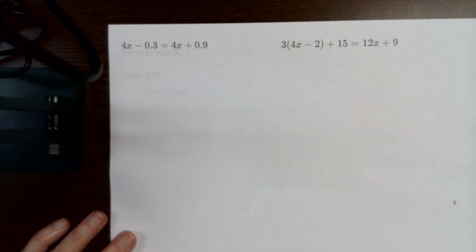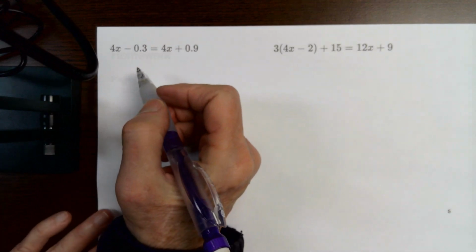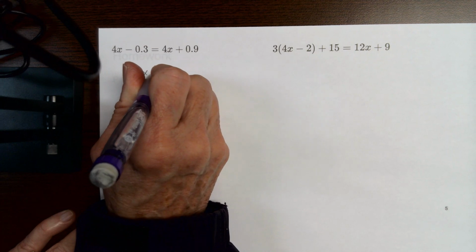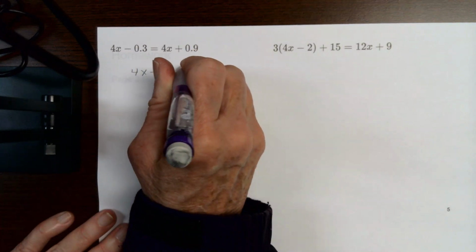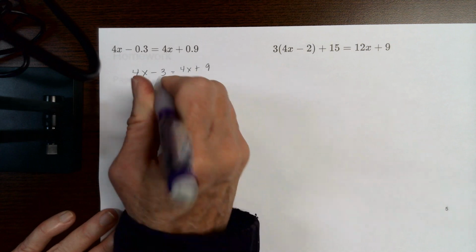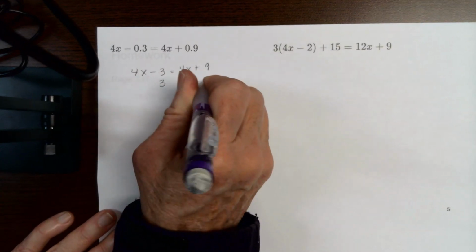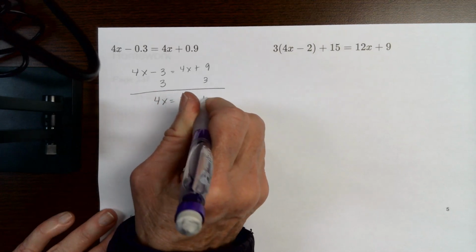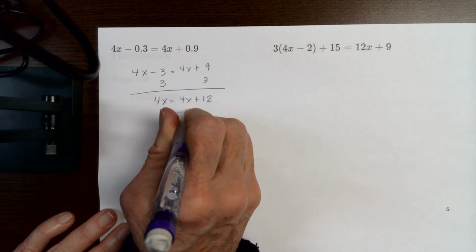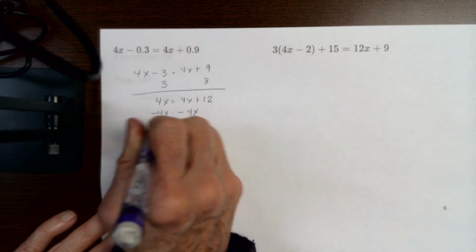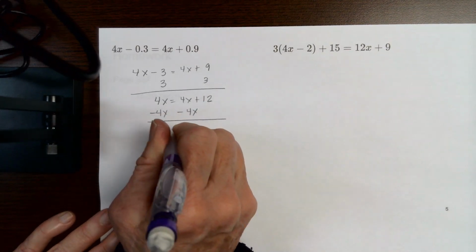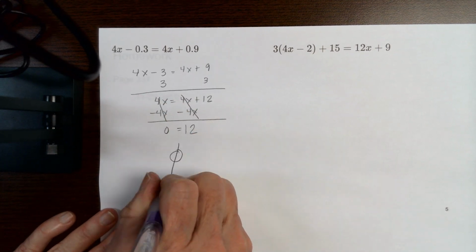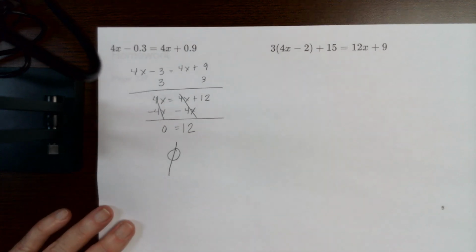All right, let's do 2 more. This one I would probably multiply through by 10. So I have a 4x minus 3 equals 4x plus 9. I'm going to add 3 to both sides. So I have 4x is equal to 4x plus 12. I'm going to subtract the 4x or add a negative 4x. And that's going to give me 0 equals 12. Not a real statement, not a true statement. So the answer is empty set.